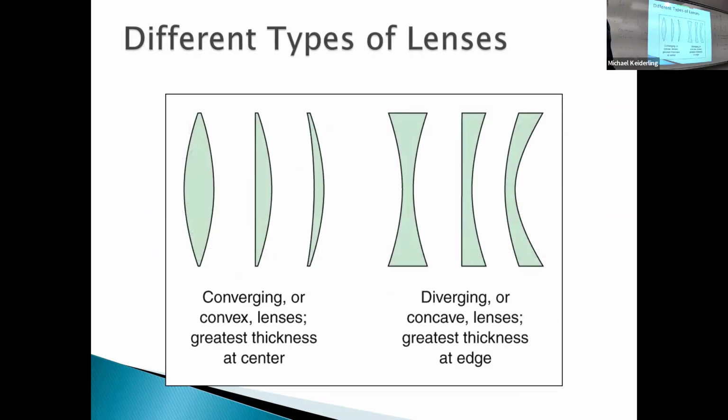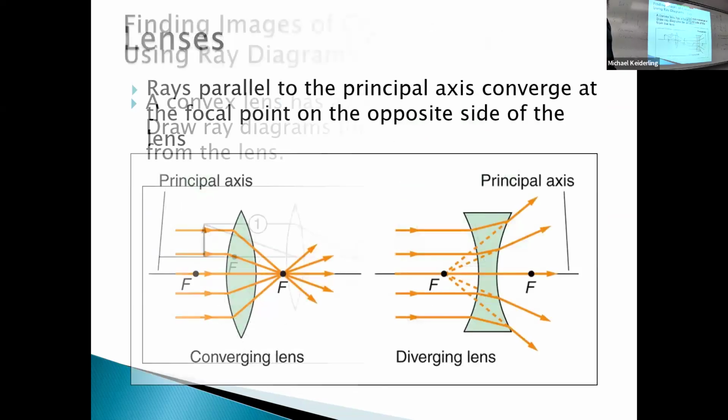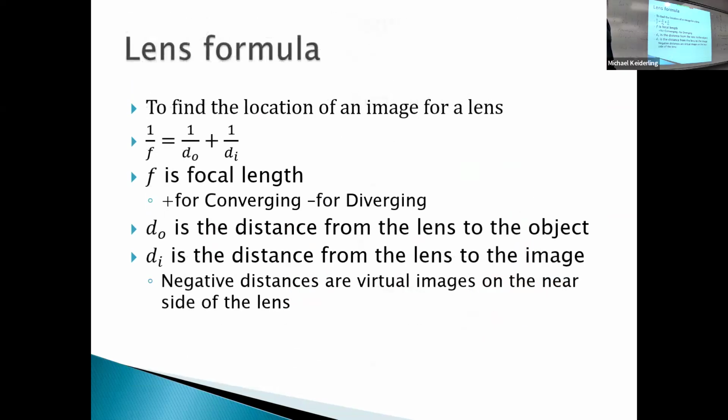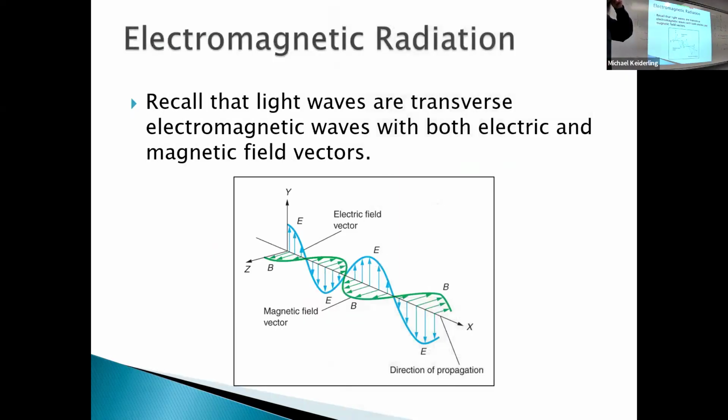We were talking about lenses. The lens formula, the human eye. So we were talking about electromagnetic light. Light is electromagnetic radiation. It is electromagnetic waves. The light waves are transverse electromagnetic waves that have both an electric and magnetic field vector.